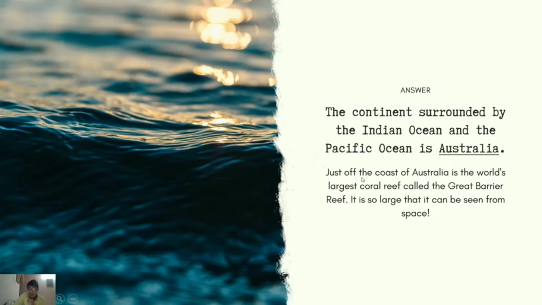Just off the coast of Australia is the world's largest coral reef called the Great Barrier Reef. It is so large that it can be seen from space. Do you know that Australia is famous for its Great Barrier Reef? So the coral reef has been formed along the coast of Australia and it can be seen from space. That is a very different fact for us.